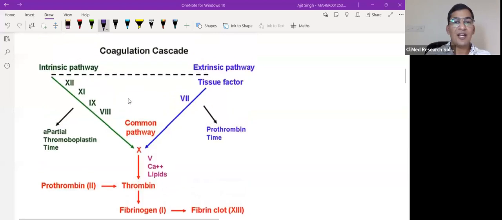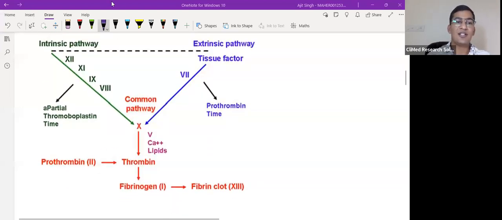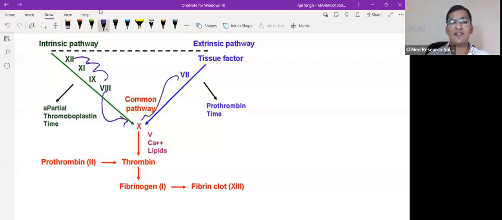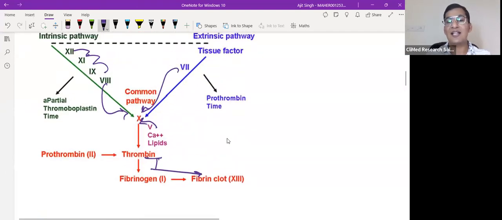See, intrinsic pathway, first 12, then 11, then 9, then 8, and then 8 and 9 are activating 10, and from this side 7 is activating 10, and from this side 5 is also activating 10, and then 10 is converting prothrombin into thrombin, and thrombin is converting fibrinogen into fibrin. Simplest way to understand, and that makes the clot.